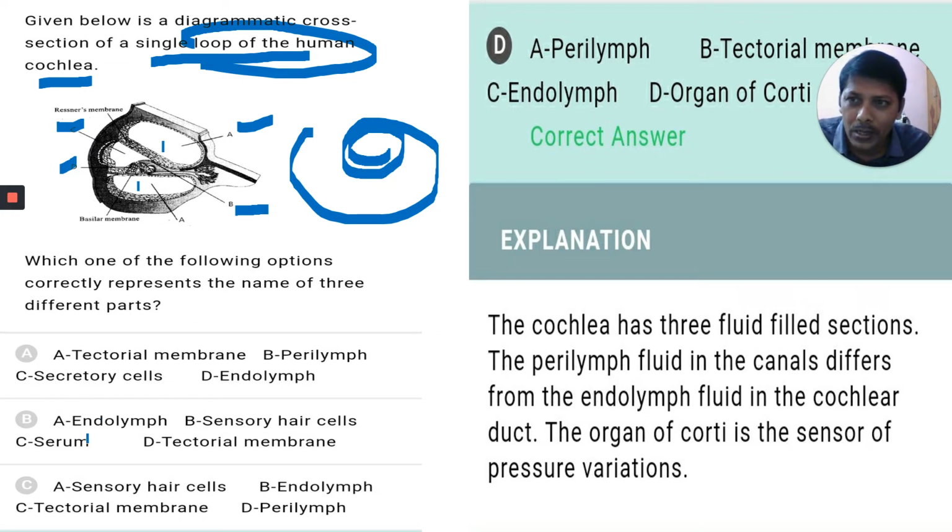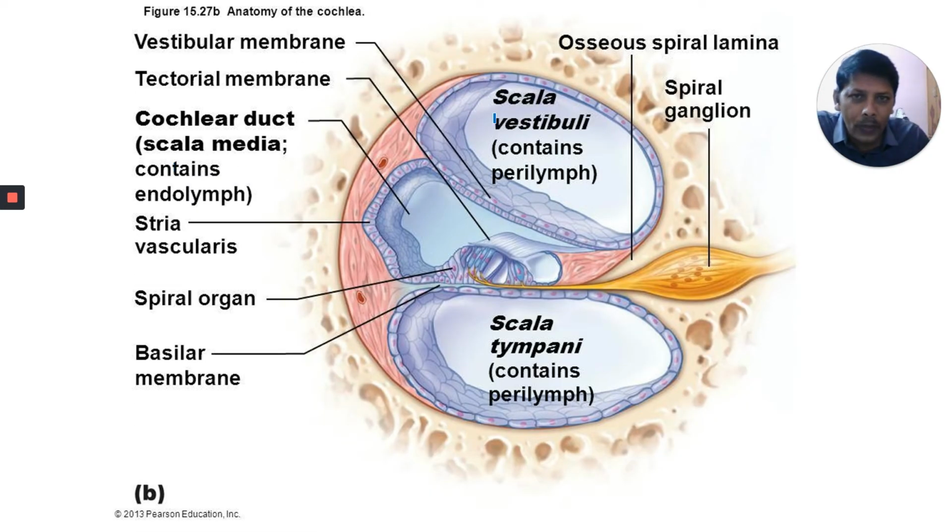Next one: A is the endolymph. Okay, perilymph is generally outside. Endo means inside, peri means outside, like the peripheral nervous system. Here outside, perilymph is present, and inside there is endolymph. You can see that here. This one contains perilymph. And what is present here? Endo, inside. In this one there is endolymph, and perilymph here.